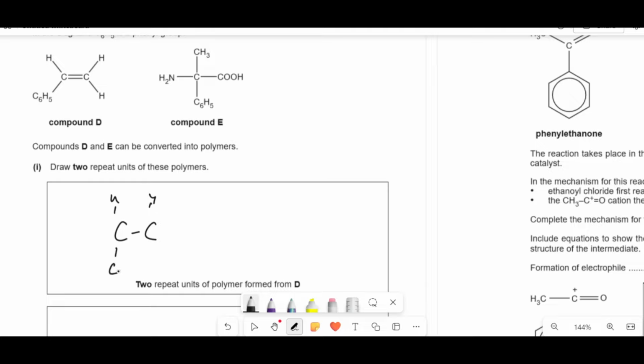CCHH, and then C6H5, and then an H, and then we're going to draw the next one next to it. So CCHH, and then it's going to be C6H5 and H. Because it's saying repeat units, you're going to put those dotted lines outwards. It's not the full polymer, it's just the repeat units.